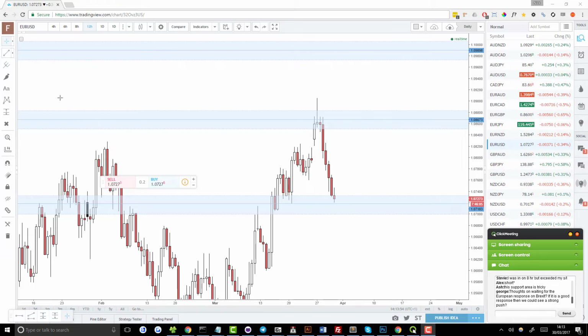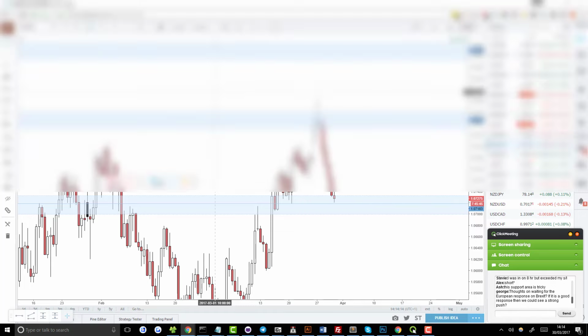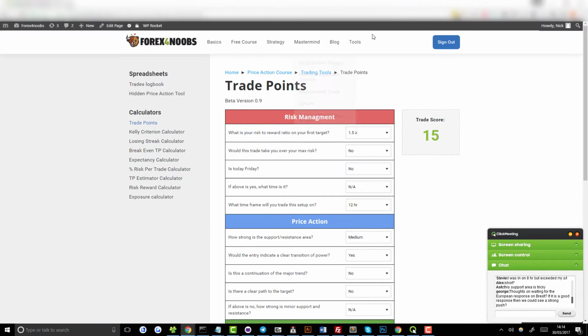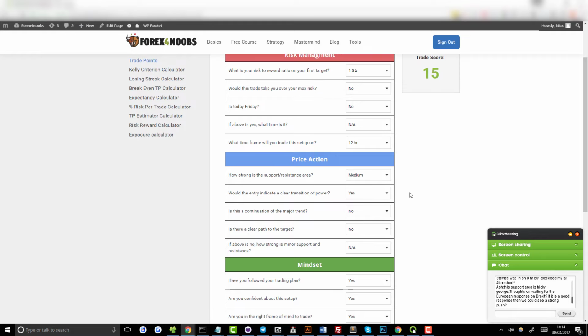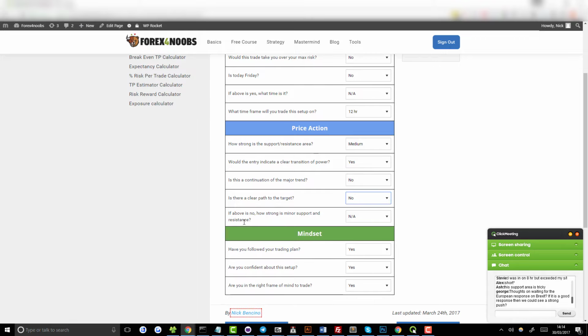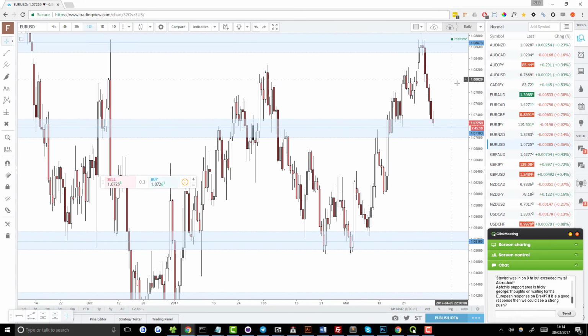So when you refer to the points checklist, your answer to is the continuation of major trend, is there a clear path to target, would be no. If above is no, how strong is minor support and resistance? I would probably say between strong to medium, probably strong. The minor support resistance in this case would be strong.